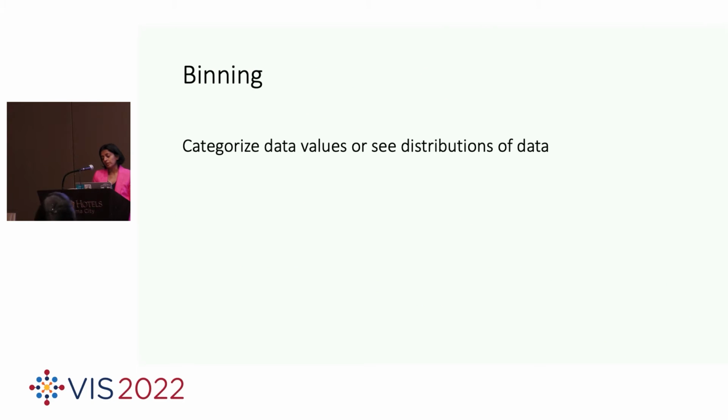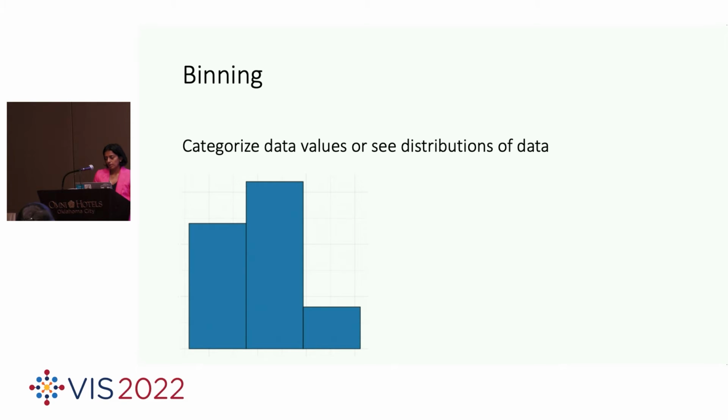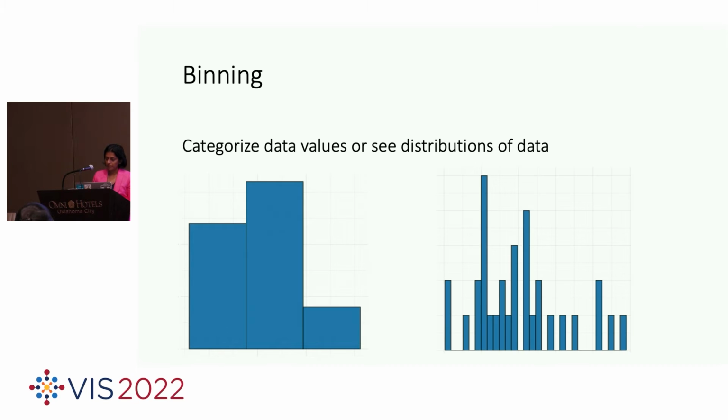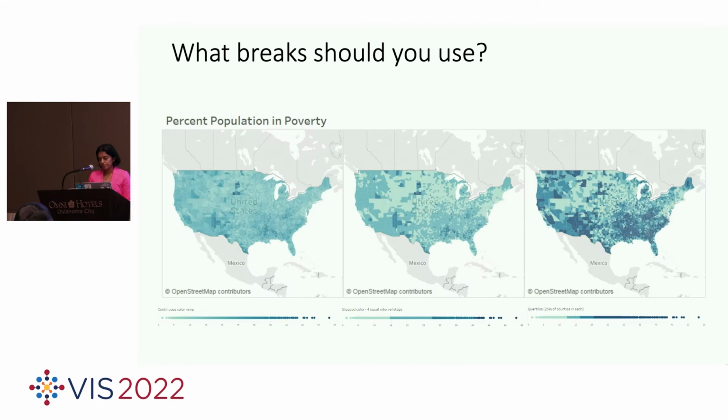So binning is a technique applied to categorize data values or to see distributions of data, and it's often used to reduce continuous data into more manageable categories. Selecting the correct number of bins in a histogram is often portrayed as a trade-off. Too few bins and the distinct shape of the data distribution is lost. And too many bins results in a noisy histogram, making the shape information often difficult to recover.